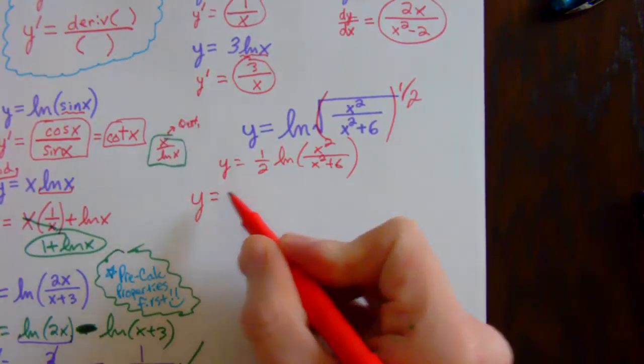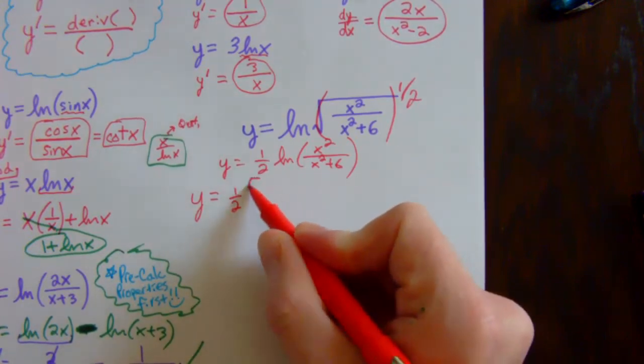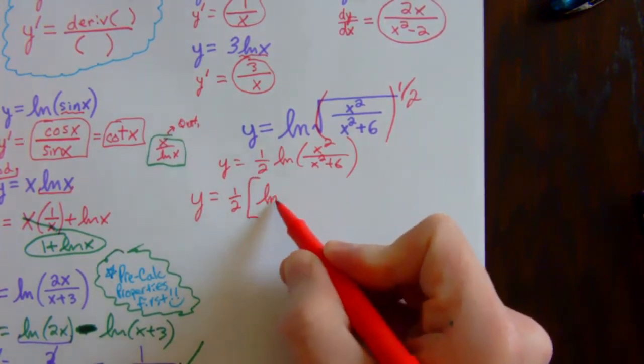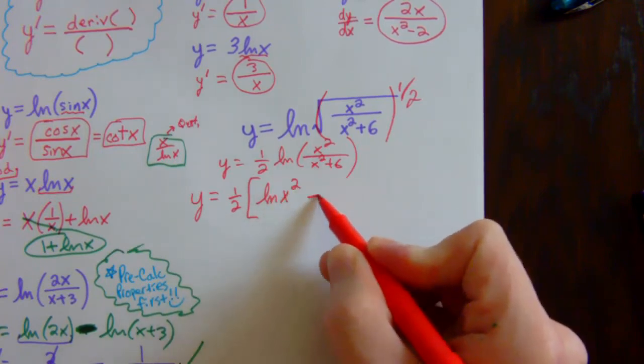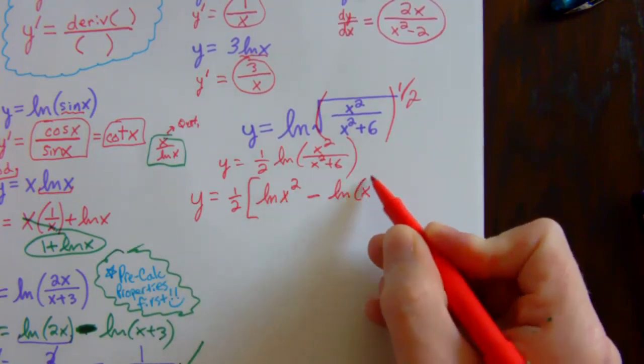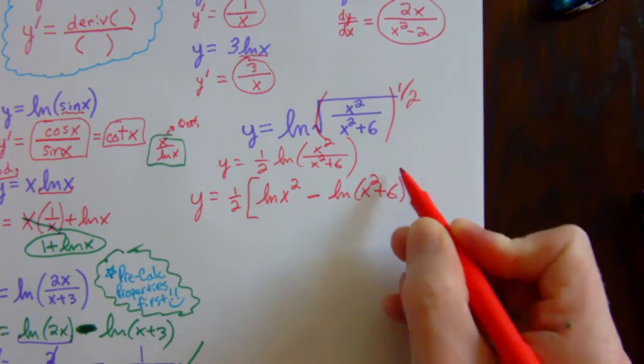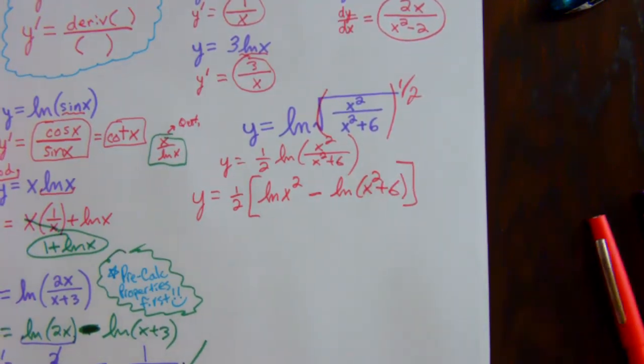So I'm still rewriting the original function. The 1/2 is just out there, okay? And then we're going to have the ln of the top piece minus the ln of the bottom piece. So I used my pre-calc properties first and broke that stuff up.